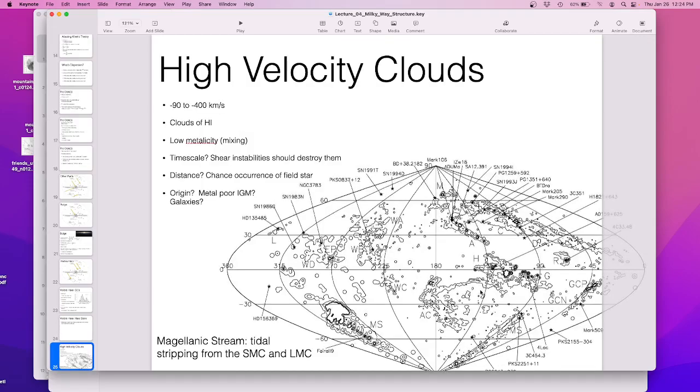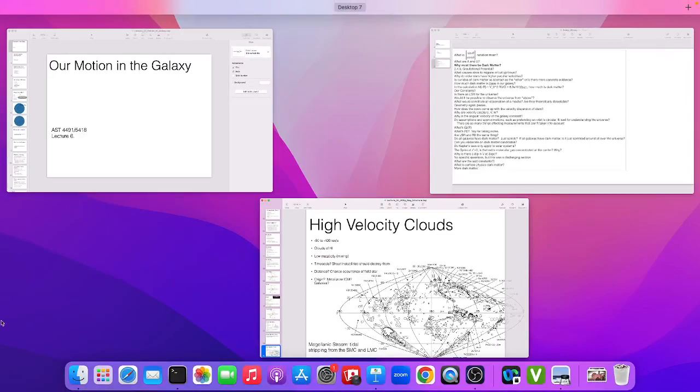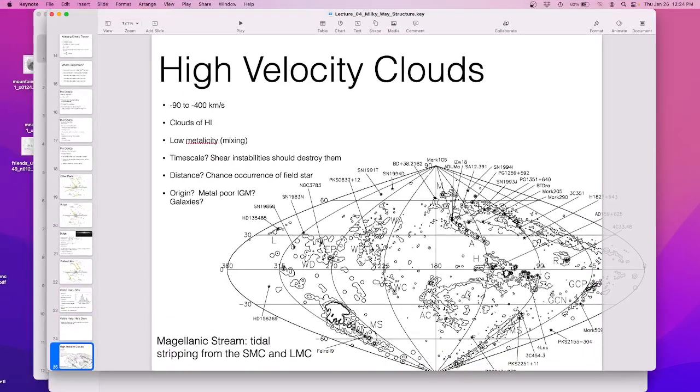There are also all these. This is a map of high velocity clouds. There are these big clouds of hydrogen in the galaxy that are floating around the galaxy. There's a lot of gas in the halo of the galaxy. There's about as much gas in the halo as there is in the disk, but it's really spread out and really hot. But there are some blobs of it that are cold and dense that you can see. It's not really clear why these objects are cold and dense.